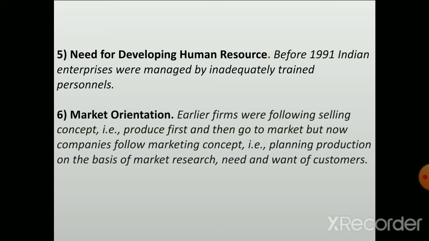And the last is market orientation. Earlier, firms were following selling concept, that is produce first and then go to the market. But now companies followed marketing concept, that is planning production on the basis of market research, need and want of customer, because the customer plays an important role in today's market.